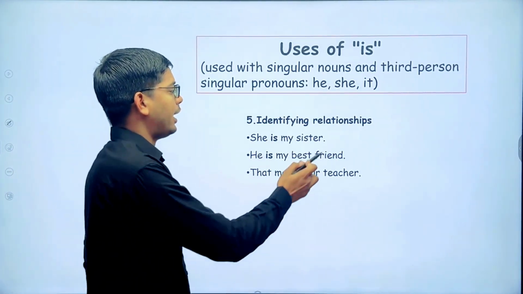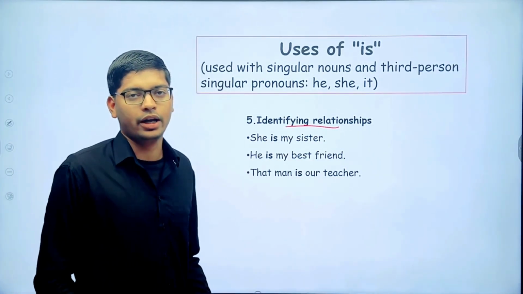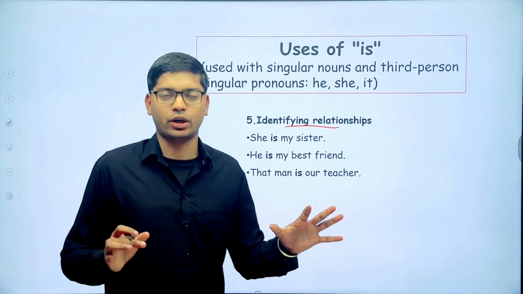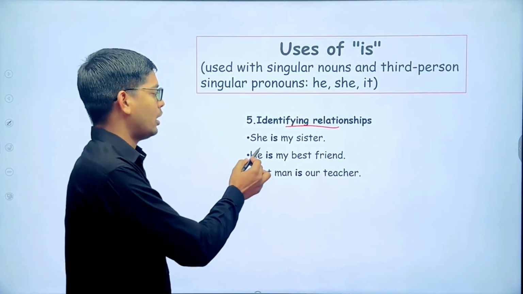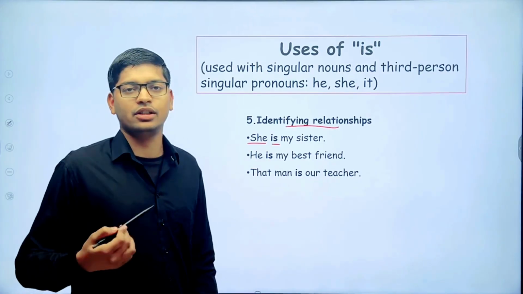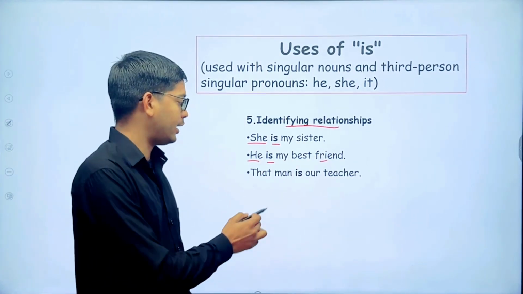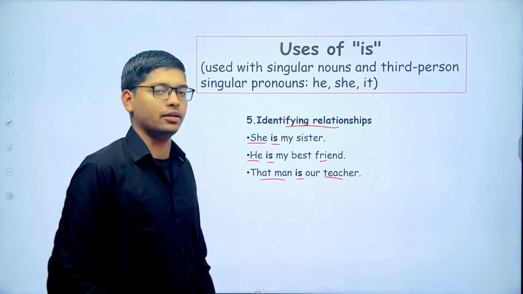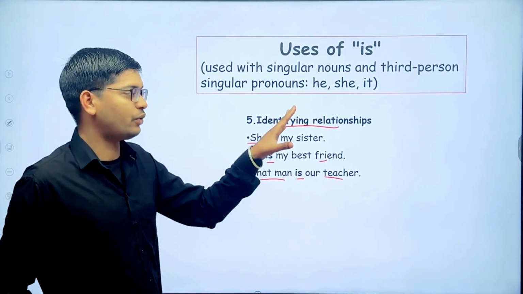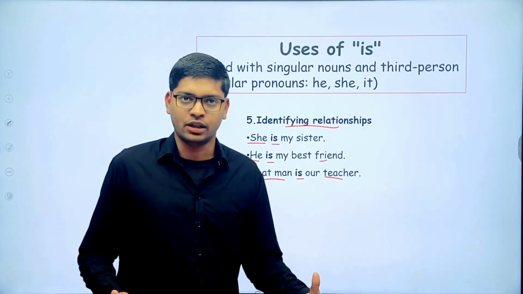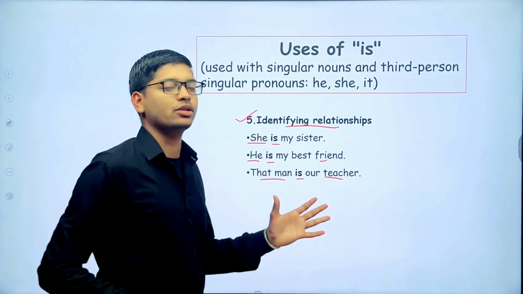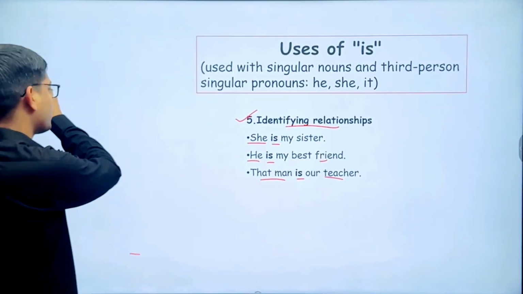Next use is identifying relationships. To identify relationships you can use is. For example, she is my sister. He is my best friend. And that man is our teacher. This is our fifth use of is. Let's see the next use.